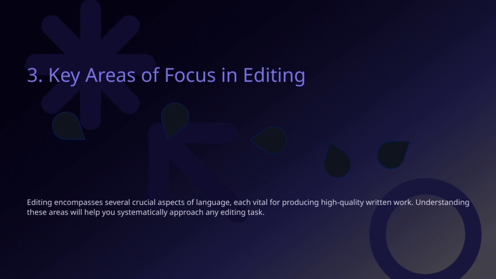These key areas serve as a roadmap, guiding you through the process to ensure your writing is clear, coherent, and polished. As we go through each point, keep in mind how they connect to the overall goal of effective communication. Mastering these aspects will help you craft writing that truly engages and informs your audience.